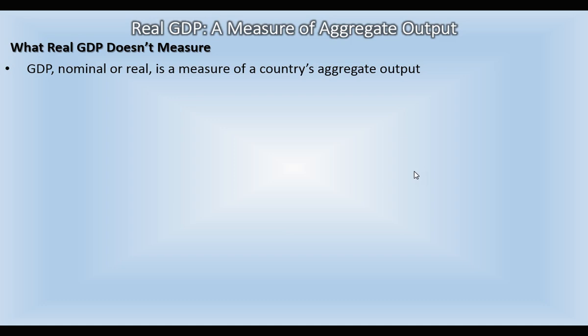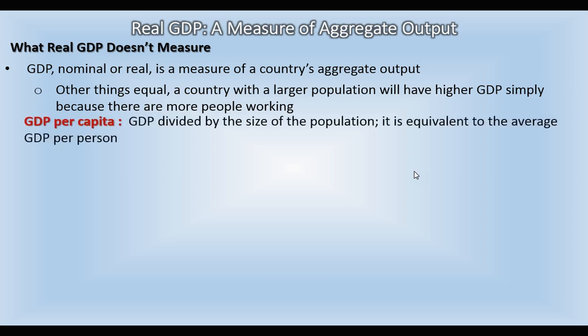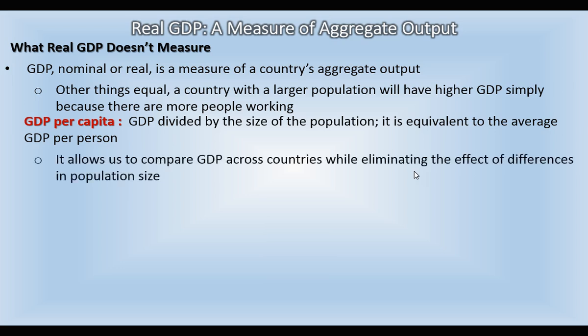So what does real GDP not tell us? GDP, nominal or real, is a measure of a country's aggregate output. Other things equal, a country with a larger population will have higher GDP simply because there's more people working. So that brings us to this other measure called GDP per capita. So GDP per unit of people within a country, essentially. GDP divided by the size of the population, it's the equivalent to the average GDP per person, the average amount of output per person in a country. It allows us to compare GDP across countries while eliminating the effect of differences in population size.